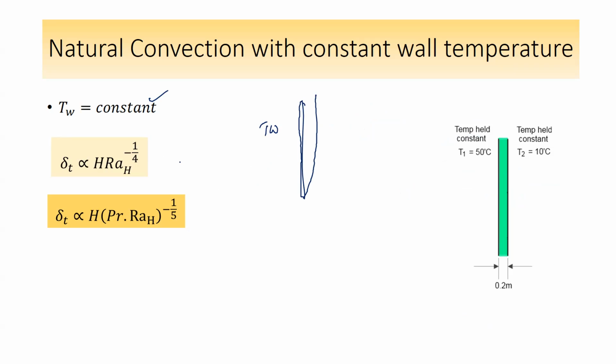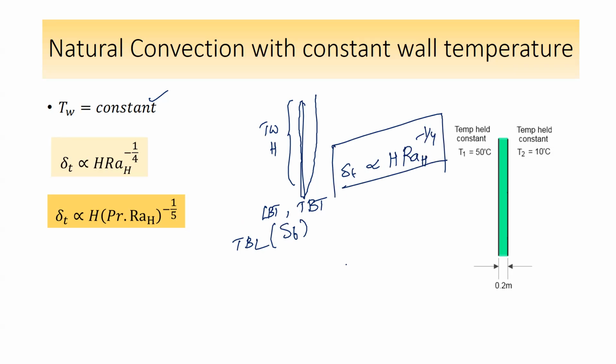So in this case, the laminar boundary layer thickness and thermal boundary layer thickness will be there. In thermal boundary layer thickness or delta T, you have to observe that it is proportional to height, if this is the height of the plate, into Rayleigh number raised to minus 1 by 4.